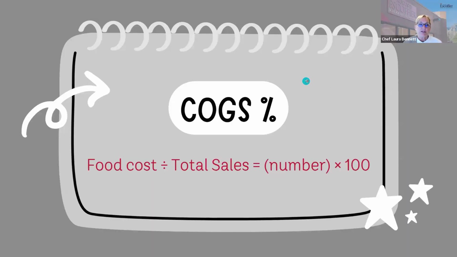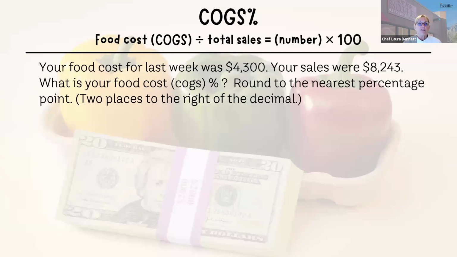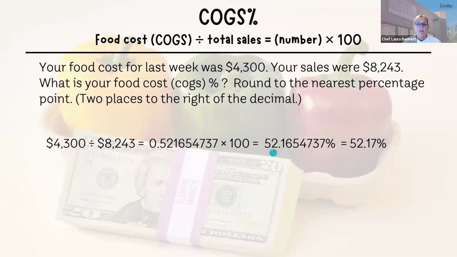Cost of goods sold percentage. Food cost divided by total sales gives us a decimal number that we multiply by 100. Food cost for last week was $4,300. Sales were $8,243. Now we're going to figure out what our cost of goods sold percentage is. 4,300 divided by 8,243 gives me that decimal number that I multiply by 100 to give me my percentage.